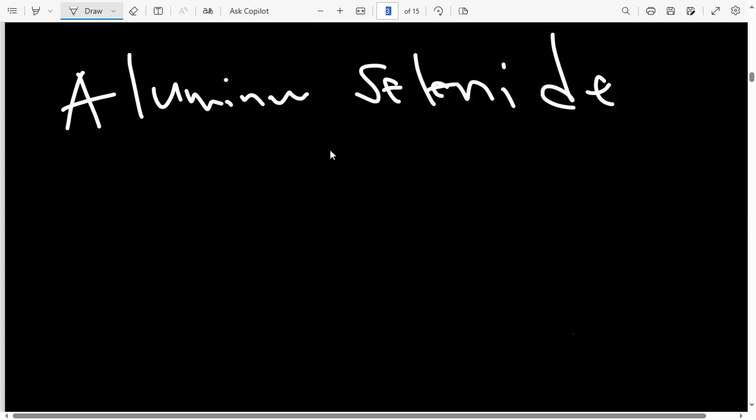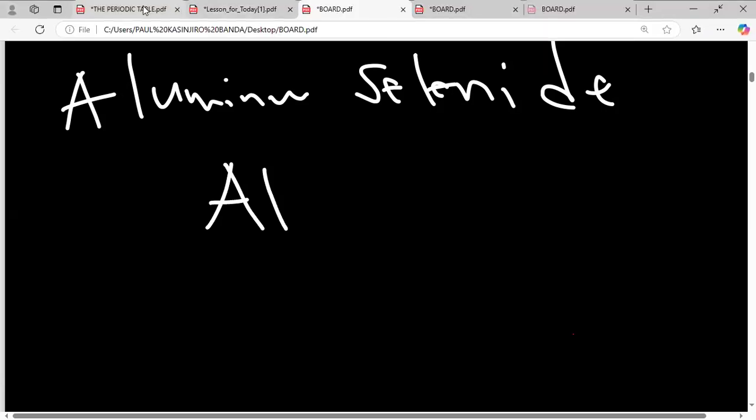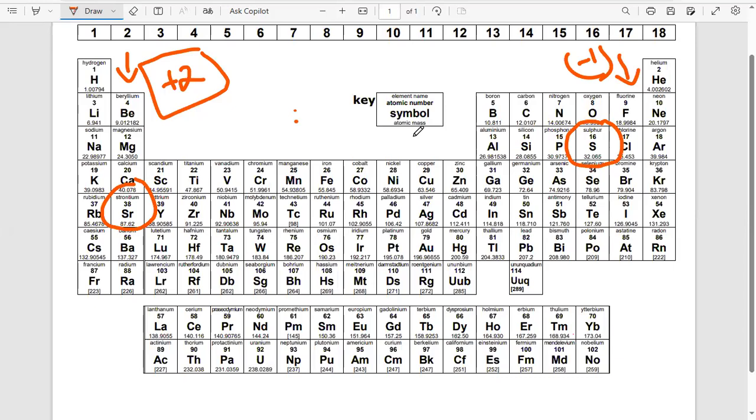First of all, you have to identify what elements you have. The first element there that I can see is aluminium, which is just Al. And then the selenide comes from selenium. If you go on the periodic table, where is your Se? You find it in the group for oxygen, so selenium is somewhere here. Selenium is a non-metal, and aluminium here is a metal.